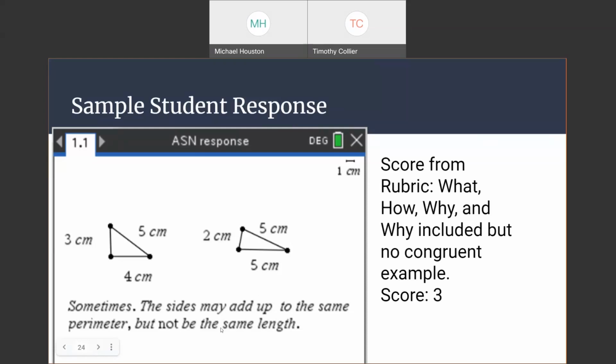It said, but not be the same length. Again, we'd like to have a little more clear verbiage here. And of course, there wasn't an argument of what if you're going to have sometimes, that means there have to be some that meet the requirement, some that don't. Right. And we only have an example of those that don't. So the bones of a good argument here, some good representation, but not a 4.